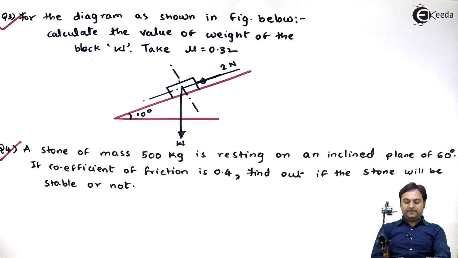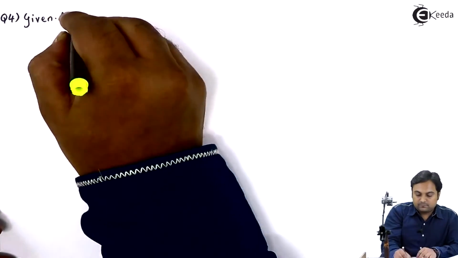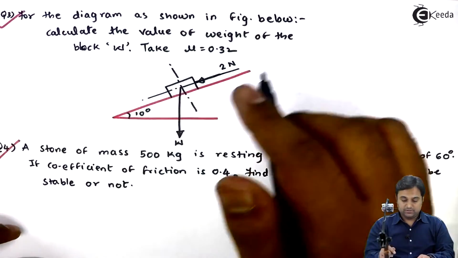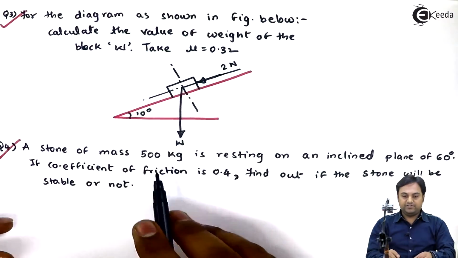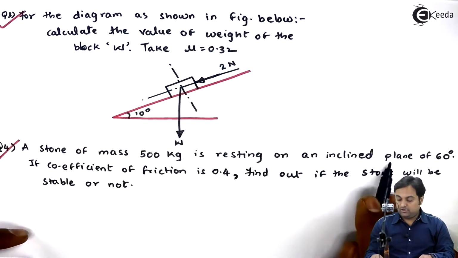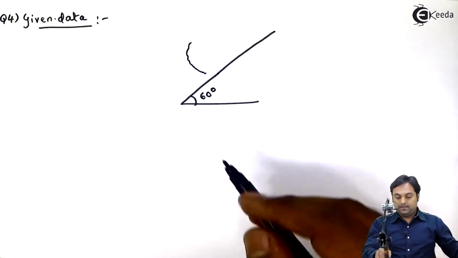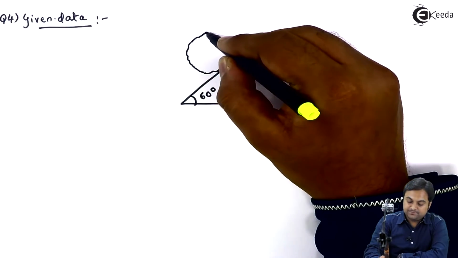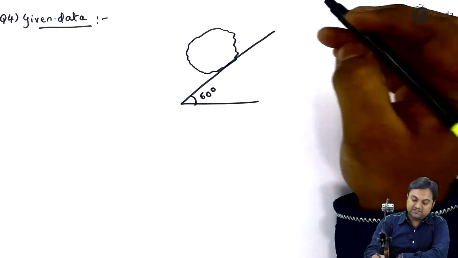So here I have a question in which the diagram is not given, but some hints are provided. With the help of that, we can draw the diagram. So let us start with writing the data for this question. Here in this question, a stone of mass 500 kg is resting on an inclined plane of 60 degree. Means here we have an inclined plane of 60 degree. Over that a stone is kept. This is a stone.